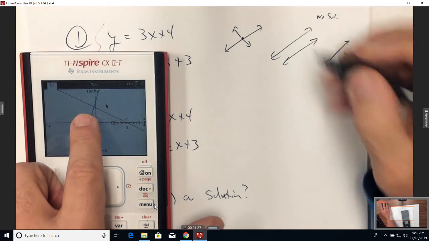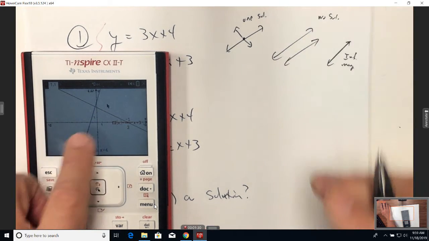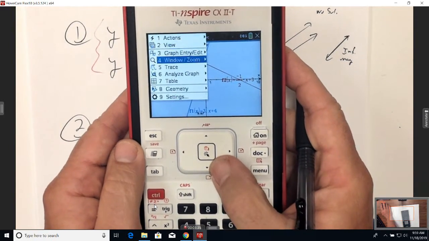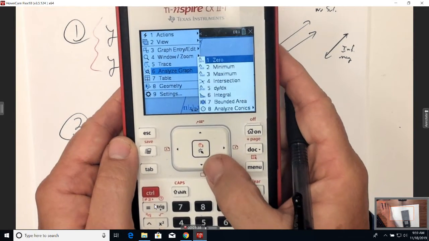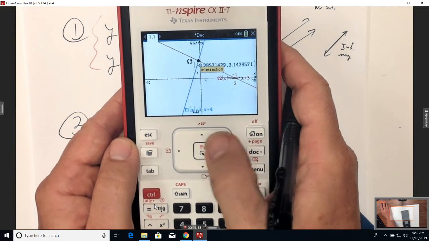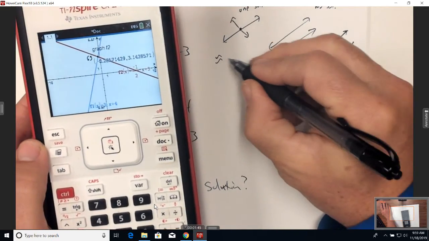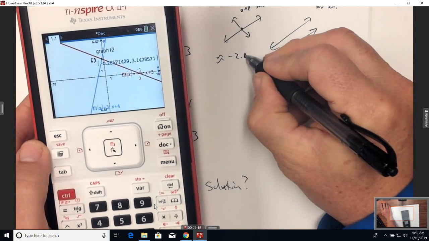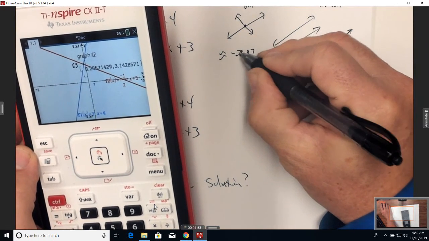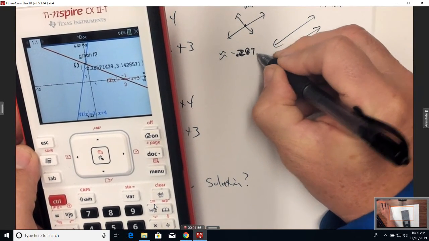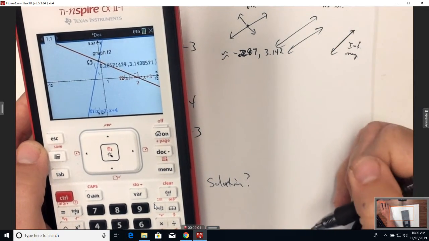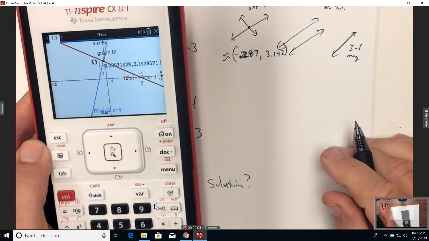If they intersect like this one, it means they have one solution. Can you tell me where that one solution is? How do I find that one solution in my calculator? I go to Menu, Analyze Graph, find the intersection. You remember that? And then just move that to the left and to the right of it. And what do I get that to be? It's approximately negative 0.287, sorry. And then my y would be about 3.142. So there's my x and there's my y. You got it?